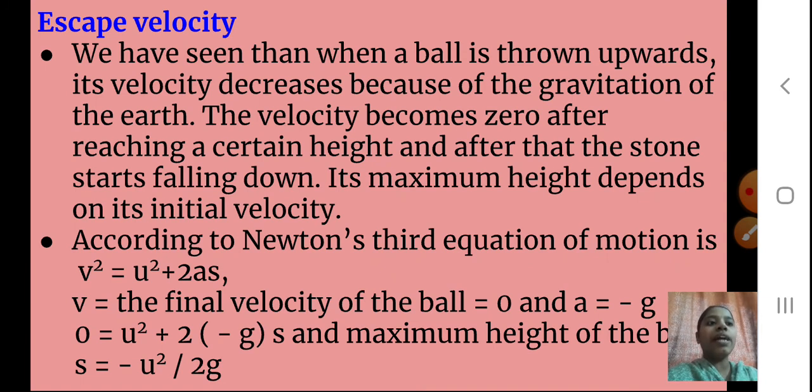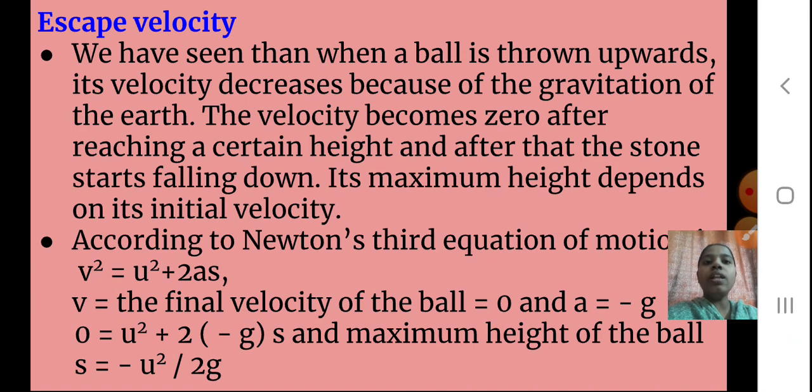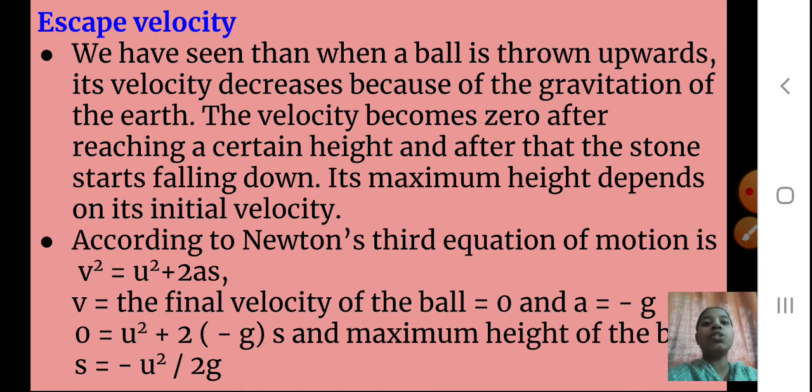And the maximum height of the ball, s, when you solve it, what are you going to get, students? s. Okay, that is the displacement, that is the height in short. So s is equal to minus u square upon 2g. Okay, you see, you are getting the equation in negative because of the ball moving upward, or the stone moving upward, anything.